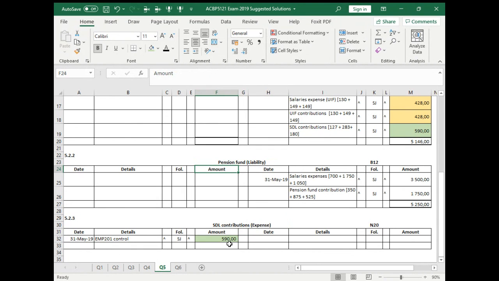That's why we do the additional SDL contribution account, to account for this additional expense that the company has incurred and is paying over to SARS. Because if we don't bring in this expense account, we will not have a debit for the credit that we've reflected that we need to pay SARS. So that's the reason behind it. Do you understand that? Okay, great.